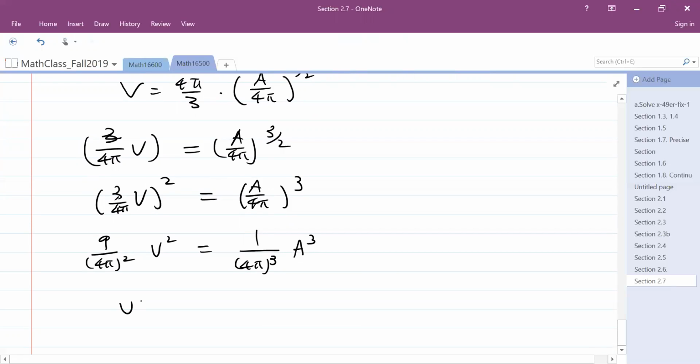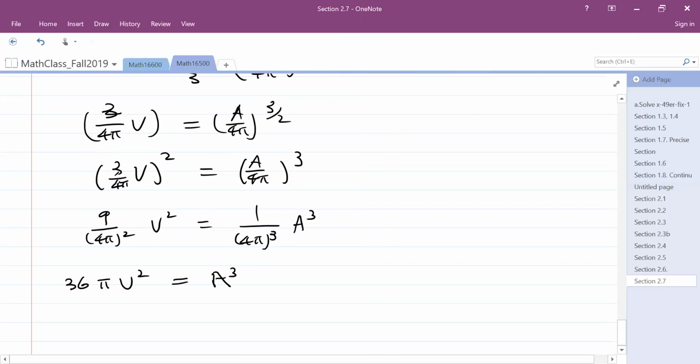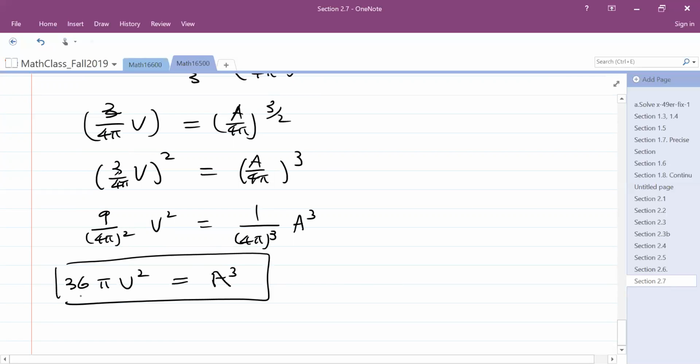I get V square, right? And then we multiply there. I can put here 36 pi and A cube. It looks much simpler. Okay, that's the simplified identity. 4 times 6 is 36. 36 pi V square, right? So that's the original relationship.